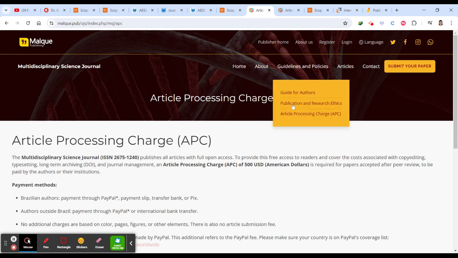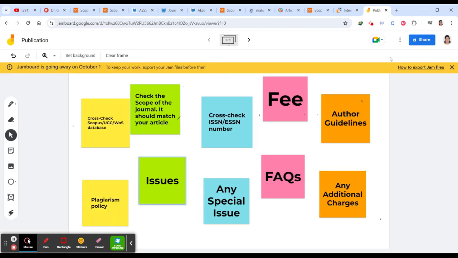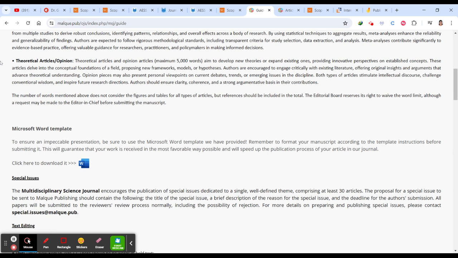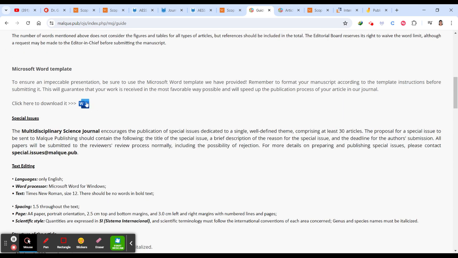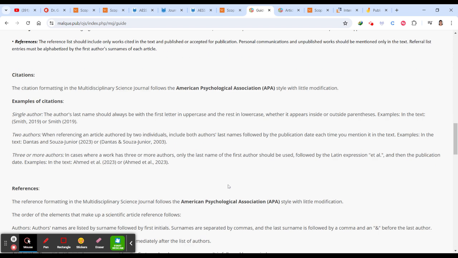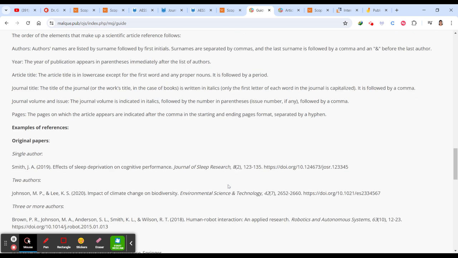Other than that, you can go and check the publication and research ethics, and the guide to authors, to know more about it. These are all the things you should see, like whether they have any special issue, if you want to publish immediately, and the author guidelines. These are the various things you should definitely look into. And what are the various types of articles they are accepting? Here they are accepting original research articles, short communications, cases, technical notes, meta-analysis. Of course they have a template for you to download. You can download that as well, watch this completely to understand, write your paper, and format your paper accordingly.